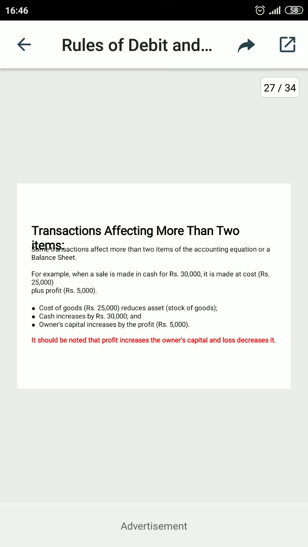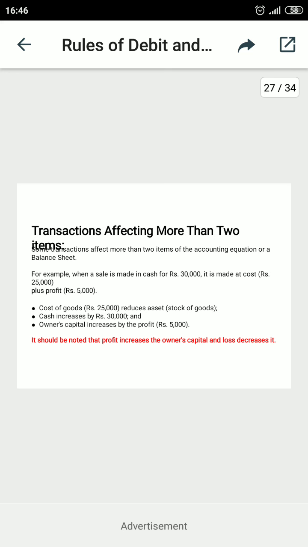When the cash is increasing by 30,000, it increases the asset named cash. And the second is the cost of the goods sold, 25,000. So the cost of goods sold is 25,000, and it means the stock will be reduced by 25,000.